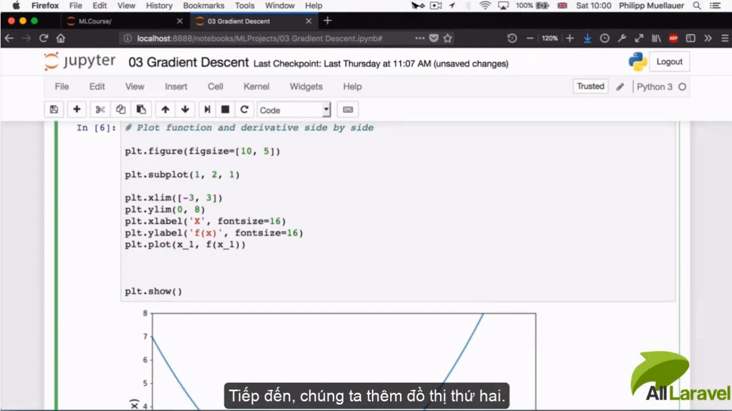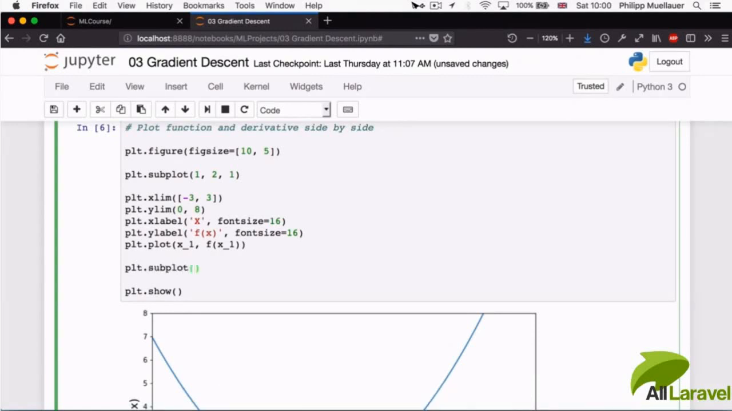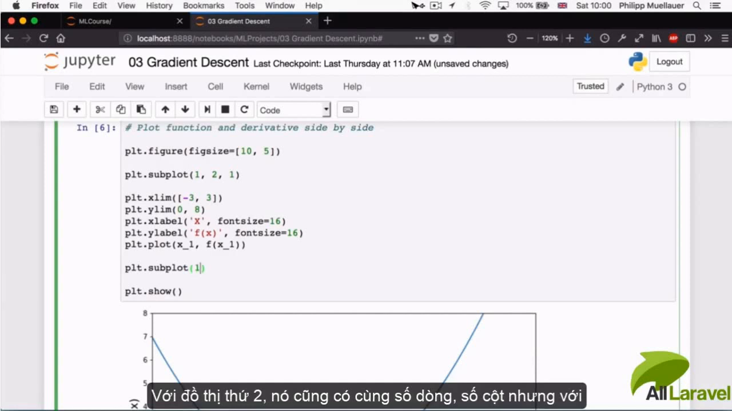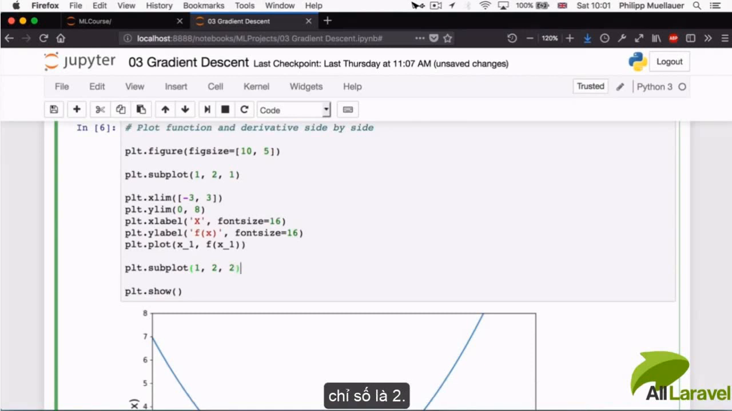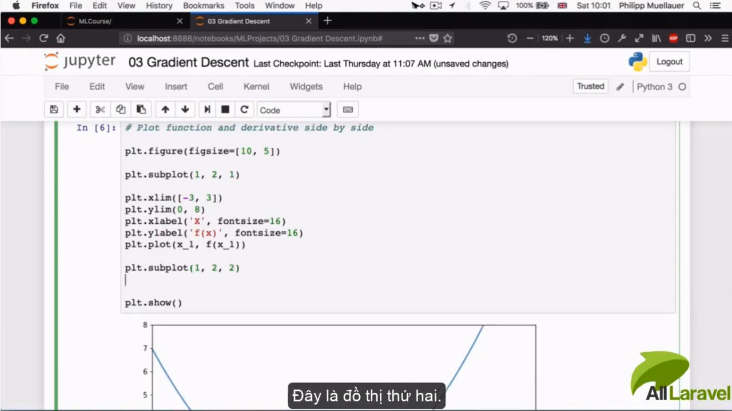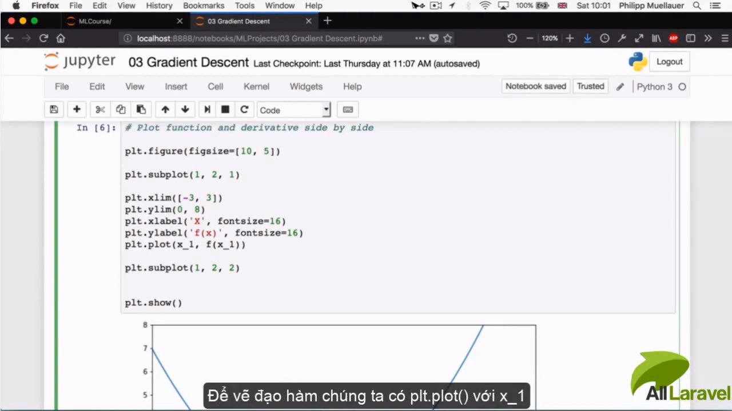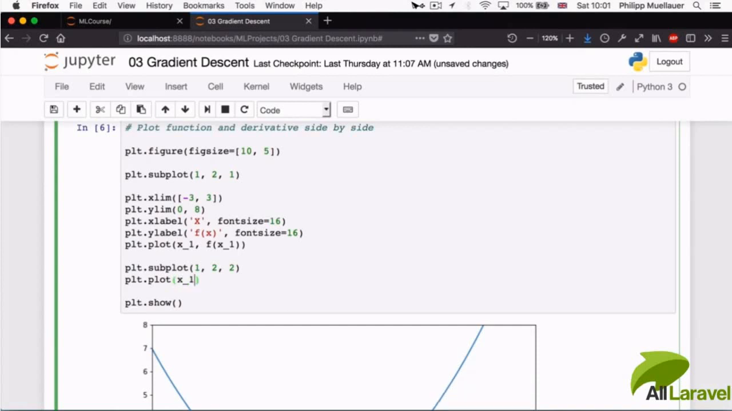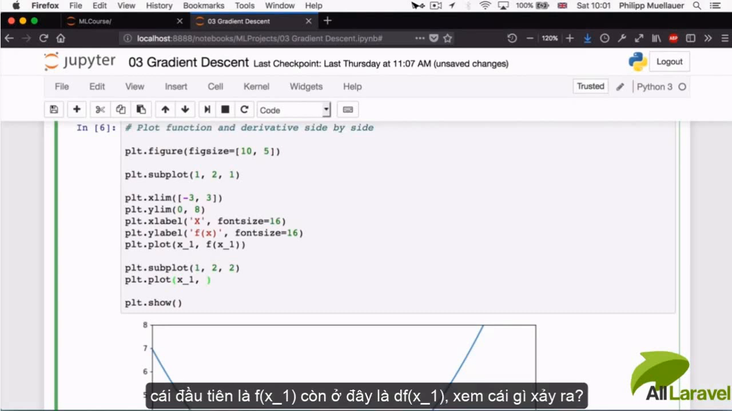And now it's time to add our second plot. So I'm going to say plt.subplot, and for the second plot, it's going to be still in the same row, row number 1, still two columns, but this one is going to be at index 2. So this is going to be my second plot. Now I haven't added it yet. I'm going to do that now. To graph our derivative, we're going to write plt.plot. We're going to feed in our x_1 values, and then we're going to call our function, right? The first one was f of x_1, and this one is going to be df of x_1.